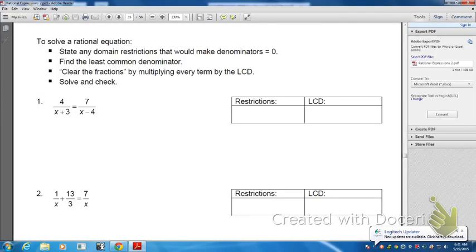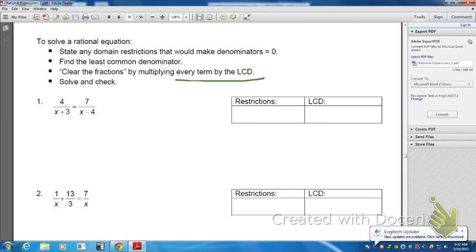Okay, the next thing we're going to look at is how we solve a rational equation. We're going to go through certain steps, as you can see on your handout here. We will first look at any of our domain restrictions that would make our denominator equal to 0 or undefined. We will then find the least common denominator of every single term that we have in the equation, and then we will go back and we will multiply every single term by that least common denominator. And finally, we will go back and solve and check.